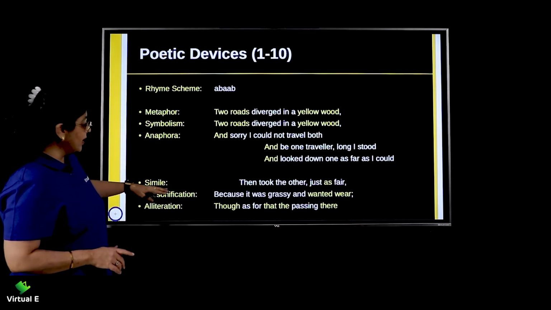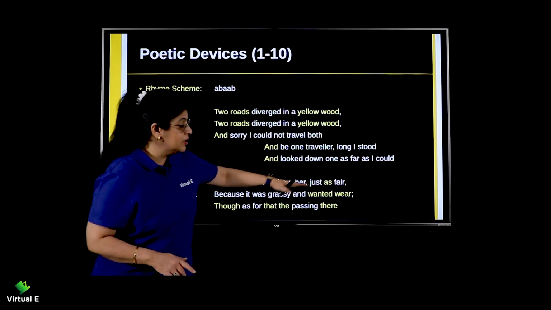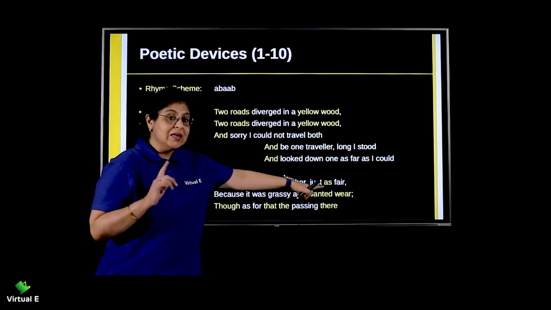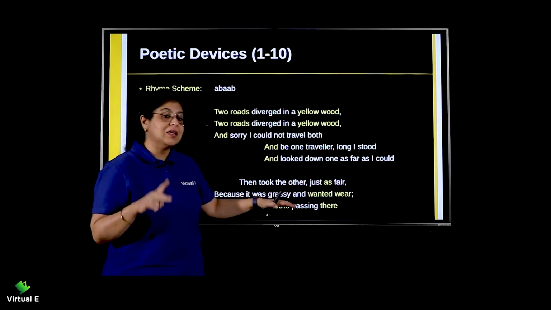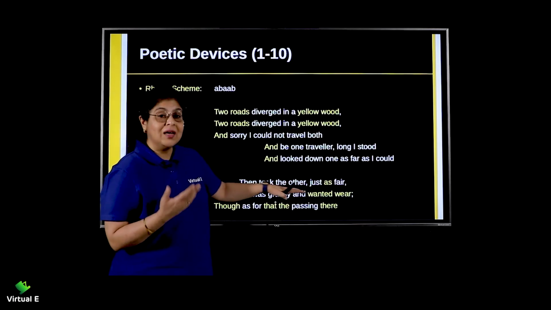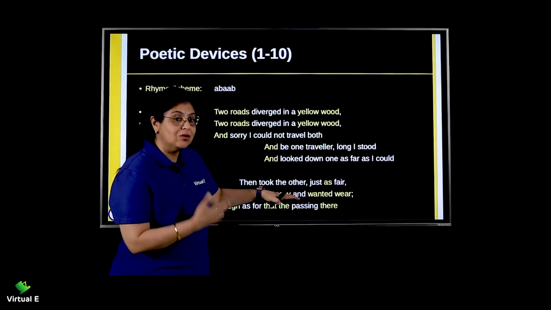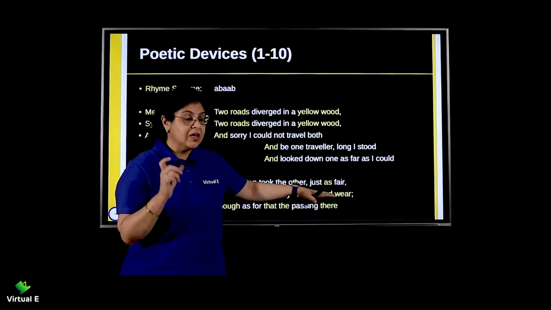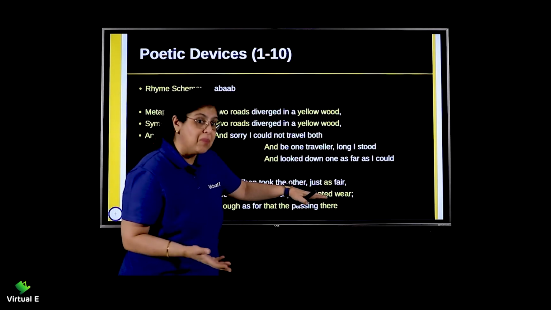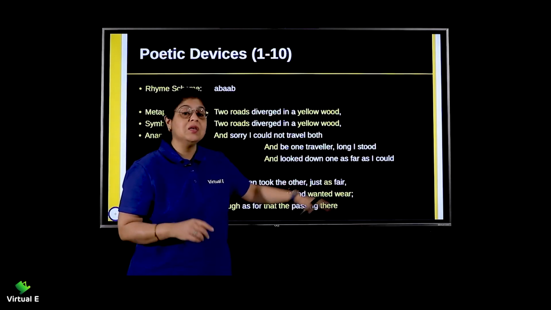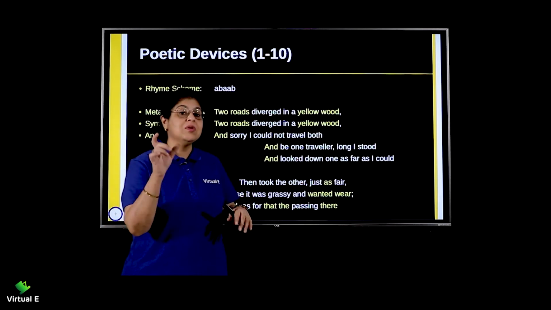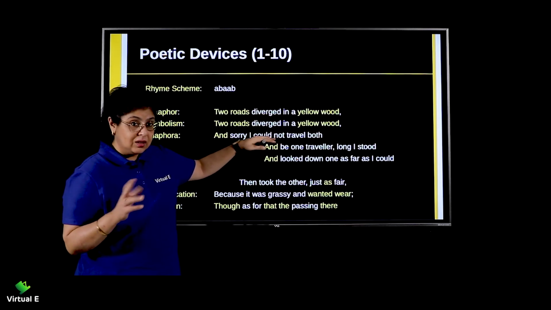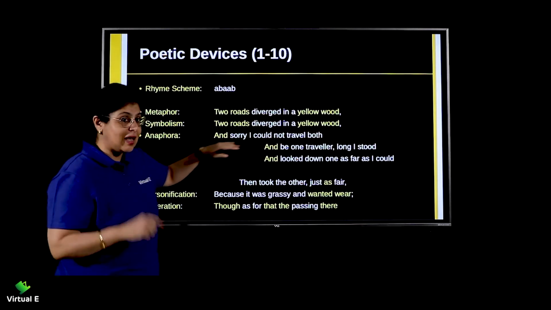Now, if I look right here, simile: then took the other just as fair. Can you see the word as? In case of a simile, again there is a comparison. Here you took the other just as fair. Here you are talking about the road. The other means the other road. And here it is just as fair, as that road was way better. That's where we felt it. So here the word as has been used. So when you get the words like or as, it's a simile. Here it is not. The words are not there, but the comparison is happening.